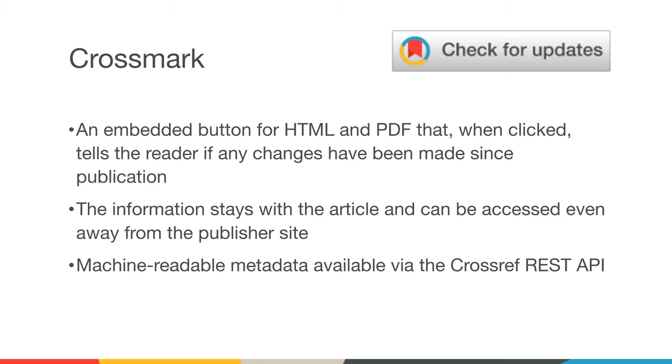So the Crossmark service consists of a few things. It involves a button that you put on your abstract pages and in your full text PDFs. And when readers click on that button, a box pops up which tells them if any changes have been made to that content. So if there is anything like a correction or an errata to that content. The second part of it is that you deposit metadata about those updates to Crossref. So if something is corrected, you register a DOI for a correction notice, and that lives in Crossref metadata, which is machine readable through all of our APIs, so other people can access that.